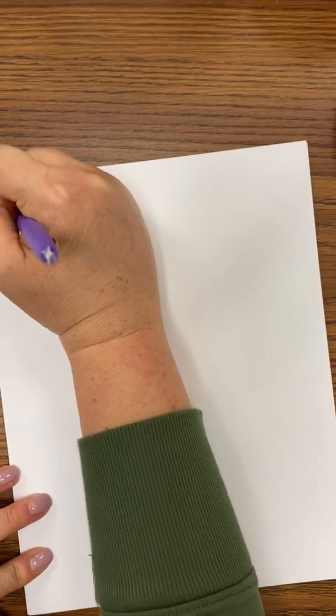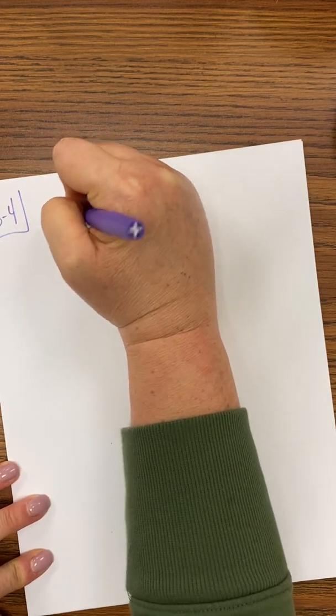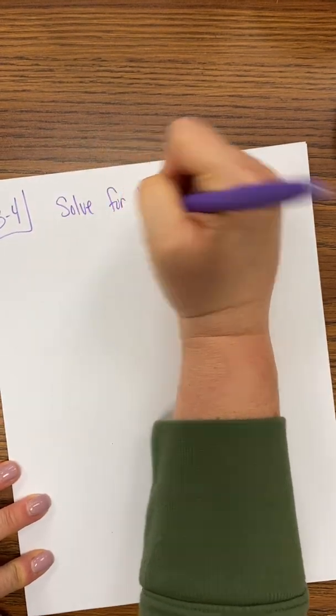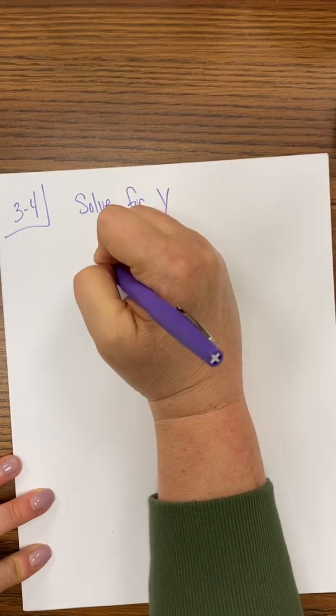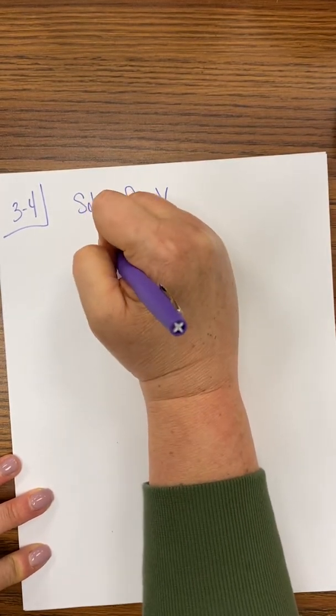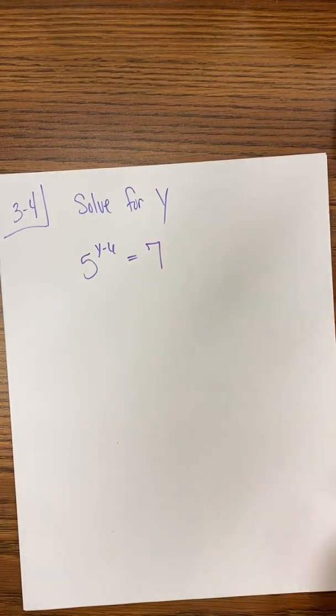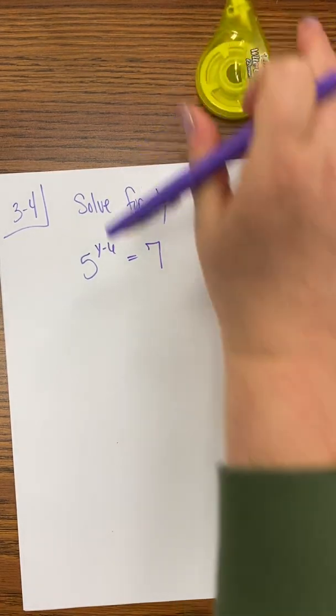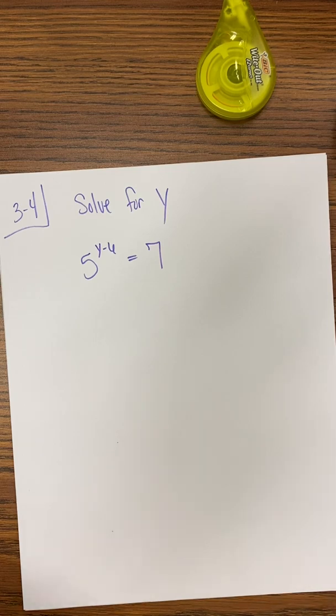Okay, so this is going to be for problems 3 through 4, and the directions are going to say solve for y. So you're going to have 5^(y-6) equals 7. So the question is, where do you go from here? What you've got to remember is it's an equation, so the rules still apply. What you do to one side, you do to the other.